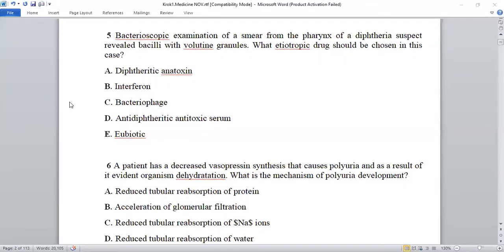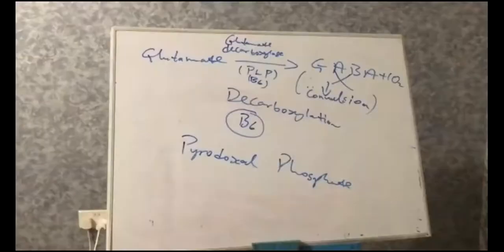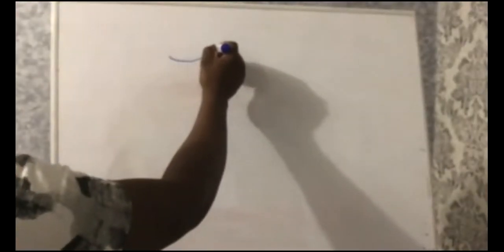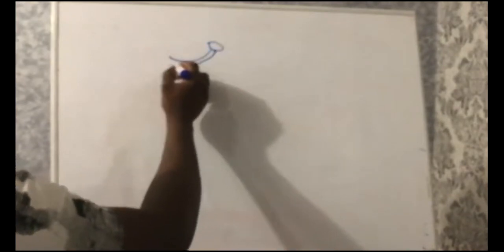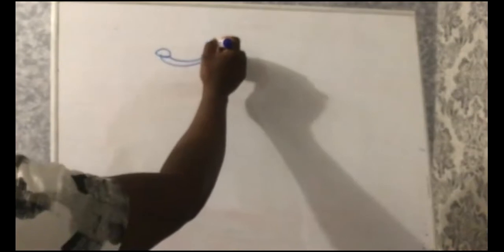So, first of all, they are suspecting that the patient is having diphtheria. And when they did a smear from the pharynx, they found bacilli with volatile granules. And that describes the causative agent of diphtheria. The causative agent of diphtheria is what? Corynebacterium diphtheriae, right? Corynebacterium diphtheriae has external knobs like that, okay? And that is what we call the volatile granules. It looks like this, okay?